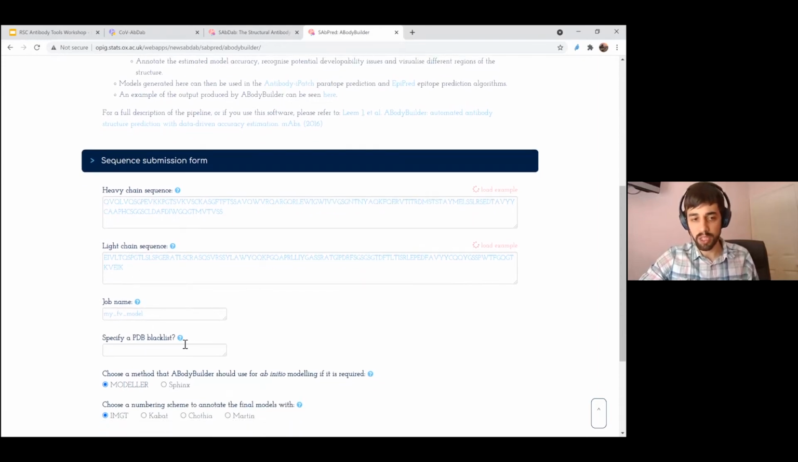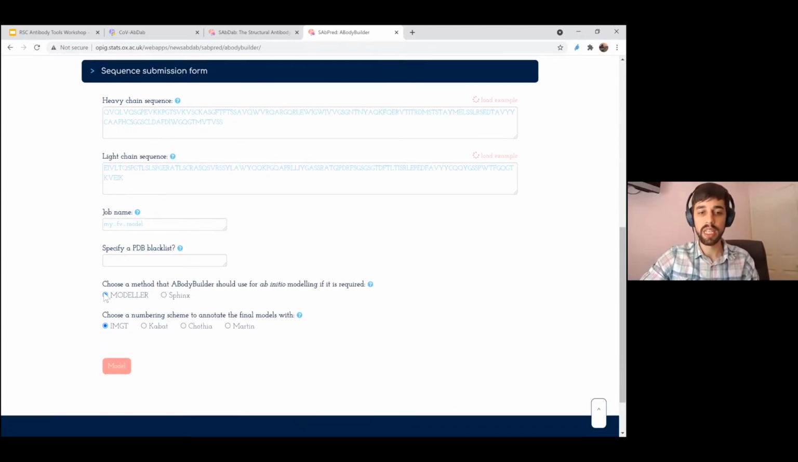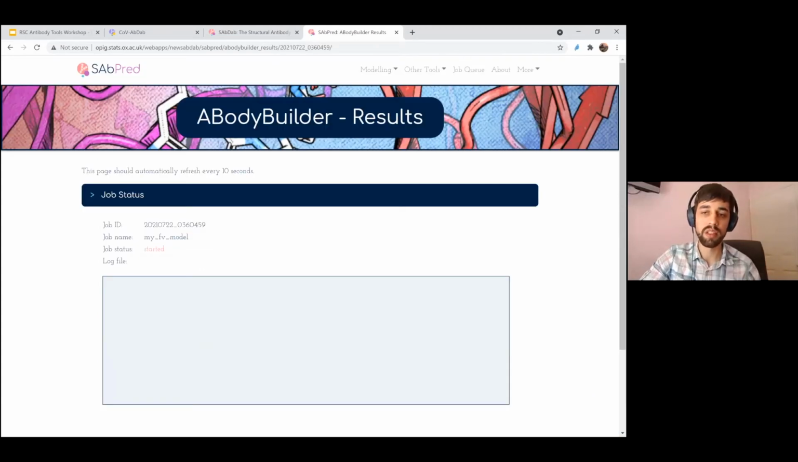You can give it a job name. You can specify PDBs you don't actually want it to use if you don't trust any particular ones. And we're just going to keep these set to the default. So we're going to be comparing across the IMGT numbering and using Modeller. And so we can start this modeling process going.